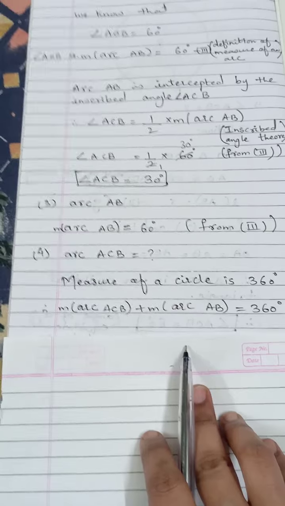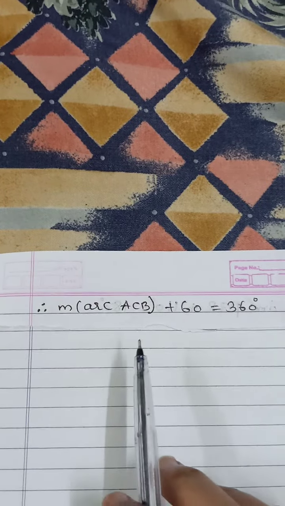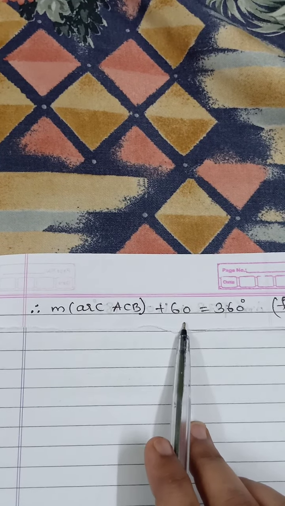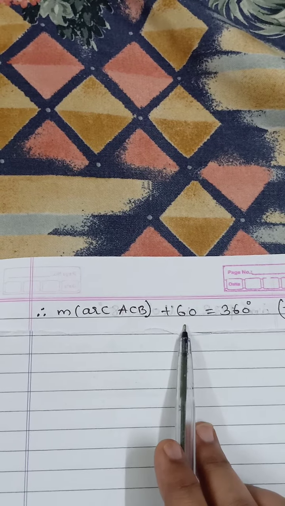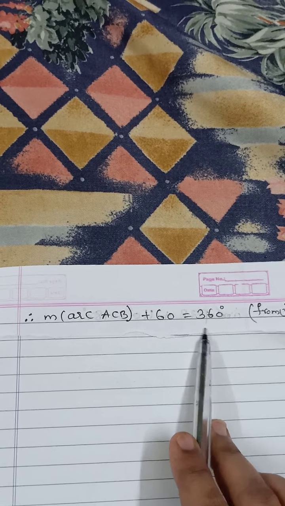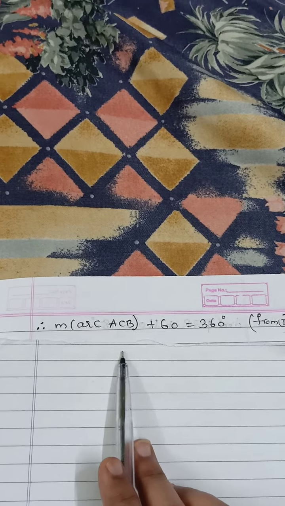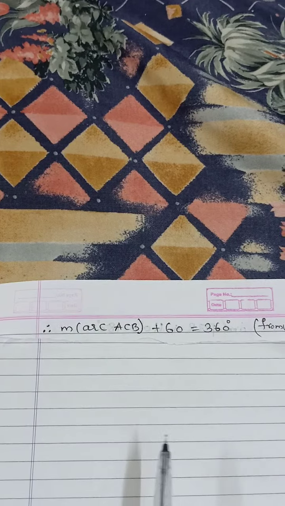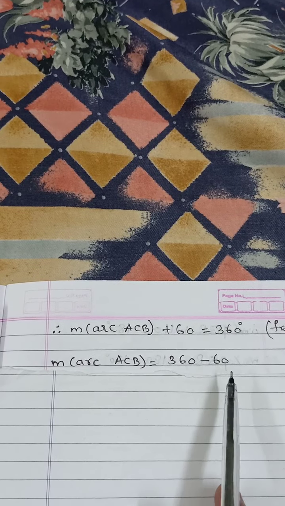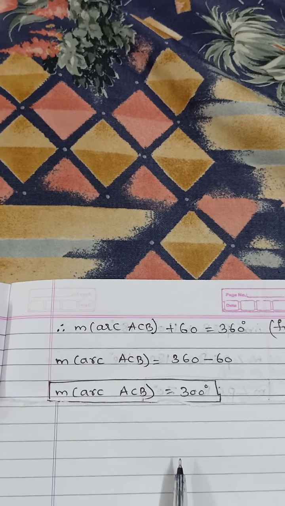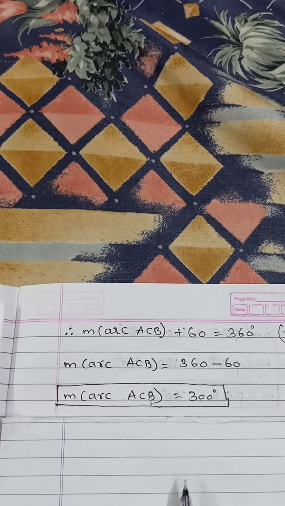So here, major arc ACB plus 60 degrees, we have substituted the value of major arc AB, is equal to 360. This 60 degree measure we have taken from equation number 3. So we have mentioned here. Now what we will do is take this plus 60 to the other side, so it will become minus 60. So major arc ACB is equal to 360 minus 60, and 360 minus 60 is nothing but 300. So we have completed major arc ACB is 300. So this is the first question of practice set 3.4 we have completed.